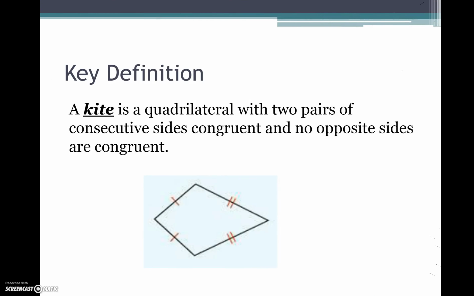Let's talk about the last quadrilateral, which is a kite. The definition of a kite is a quadrilateral with 2 pairs of consecutive sides congruent, and no opposite sides are going to be congruent. As you can see from the diagram here, we have 2 sides that are right next to each other congruent, marked by the single tick mark, and the 2 sides right next to each other with the 2 tick marks, because that's what consecutive means, one right after the other. There are no opposite sides going to be parallel to each other at all.